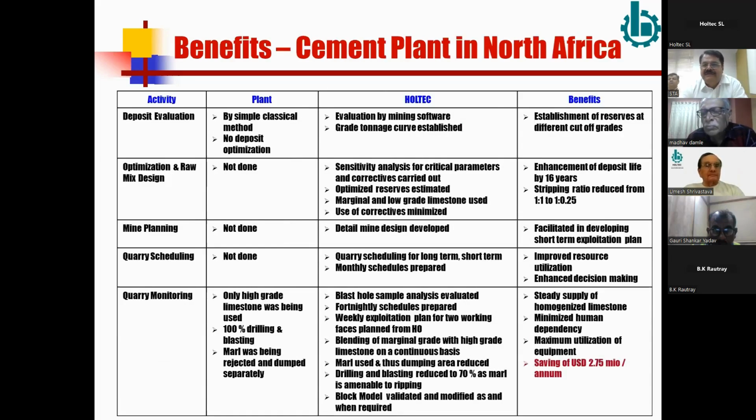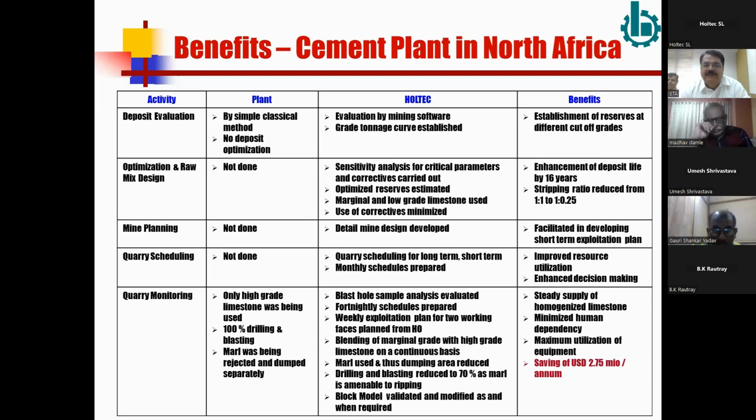These are the benefits for a case study in a plant in North Africa. Initially, they were operating, and deposit evaluation was carried out by the simple classical cross-sectional method. Holtec has done it with mining software, and a grade-tonnage curve has been established. Establishing the grade-tonnage curve gives you a fairly good idea of the potential of my deposit: at what cutoff, how much is the reserves, and how much is the reject.